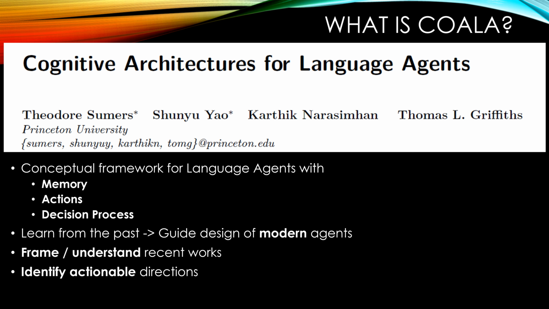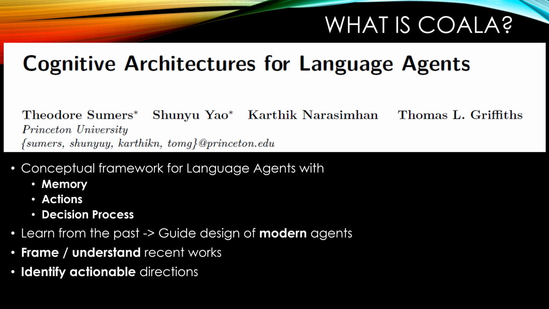At last, after reviewing both historical and recent developments in AI, we can finally answer, what is CoALA? CoALA was written by a group from Princeton NLP, and you might recognize that some of the authors were also co-authors on ReAct, Reflexion, and Tree of Thoughts. CoALA is a conceptual framework for language agents with memory components, structured action spaces, and decision processes to choose actions.